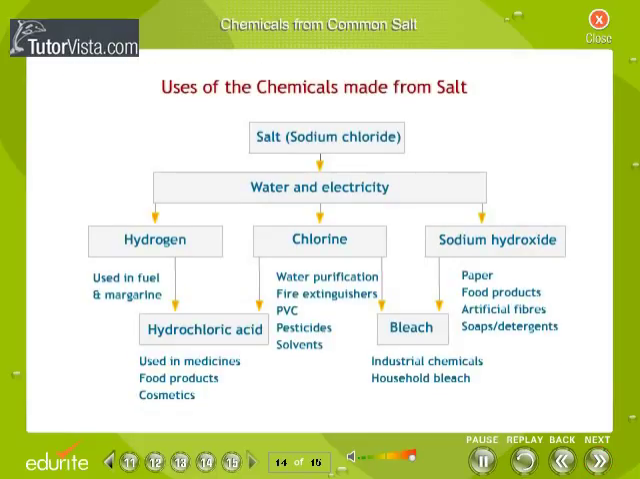Chemicals from common salt. Common salt is a raw material for various materials of daily use, such as sodium hydroxide, baking soda, washing soda, bleaching powder, and many more. How one substance is used for making all these different substances is shown here.